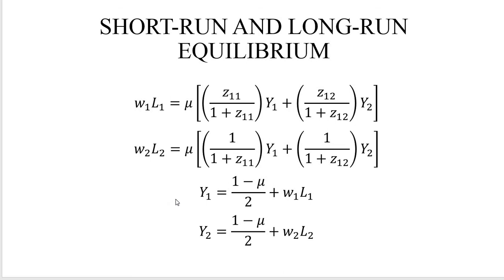So again, everything will be pretty symmetrical. So in the first region, income will be calculated as the income of the labor force plus 1 minus mu divided by 2. In the second region, it will be calculated as income of the workers plus 1 minus mu over 2. So you can just derive it from these two equations.